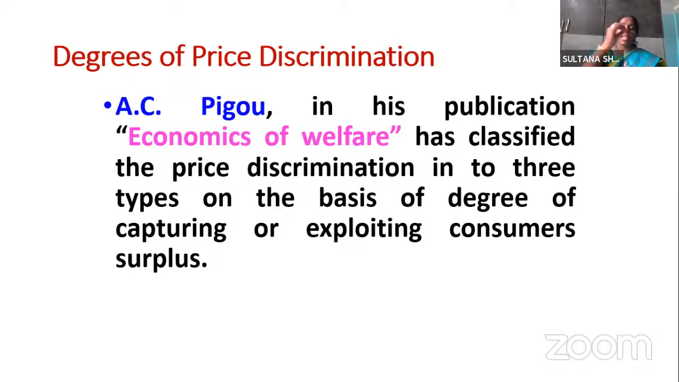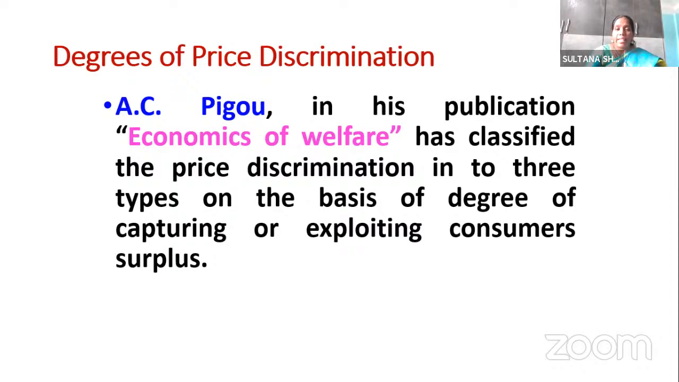By fixing the price at a higher level. Why? Because there is only one product, and the product has no close substitutes. He can fix the price. He is a price maker. Okay, so degree of price discrimination means how the monopolist can exploit the consumer surplus. We can know this under the concept of degree of price discrimination.